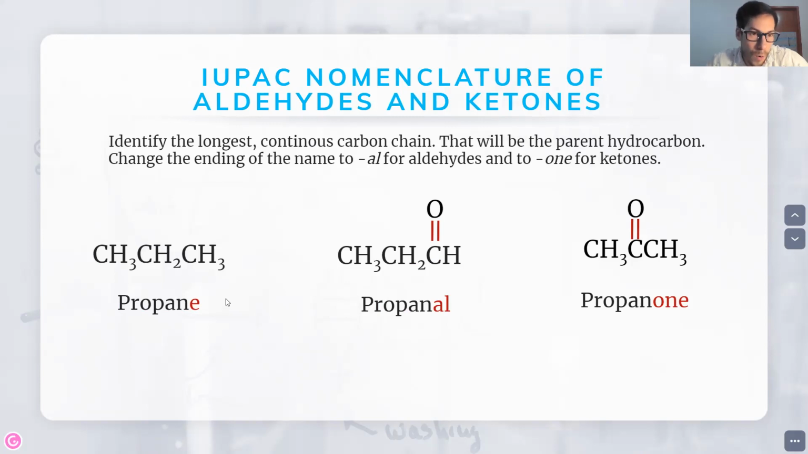Okay, so we have here propane, which is the basic alkane. When we have this aldehyde functional group, we call it propanal. Okay, propanal. And we have this carbonyl group in the middle of our 2 carbon chains. In this case, a ketone, we call it propanone. Okay, the ending has to change depending on the aldehyde or ketone nature of the compound.